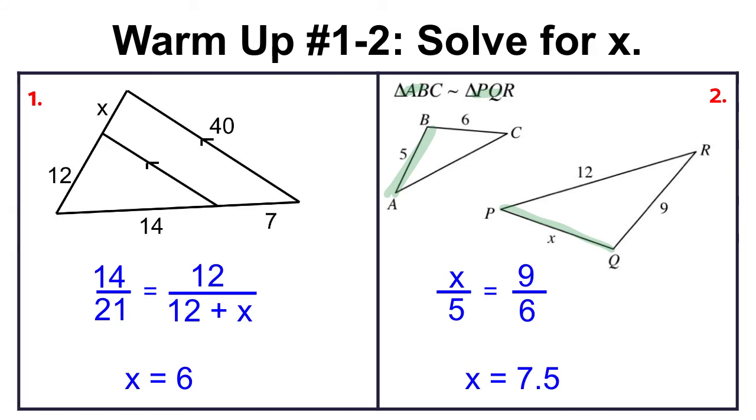And then you can see that I used the 9 here. So I looked at 9, which was between Q and R, the last two letters. B and C are the last two letters, which is where I find that 6. So that's why I matched the 6 and the 9 together.